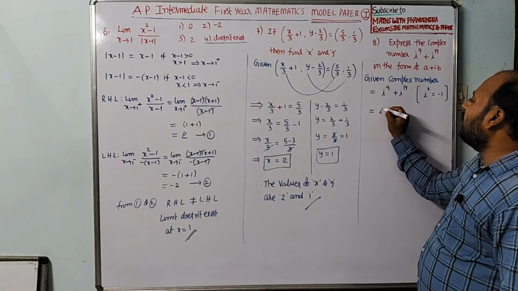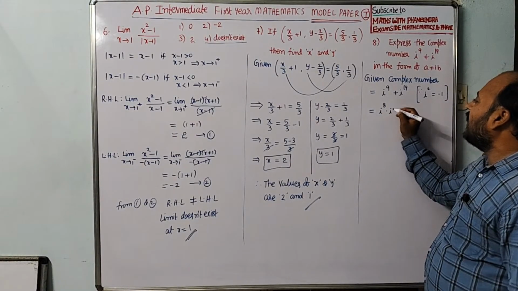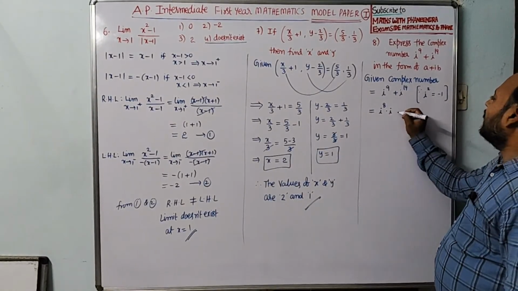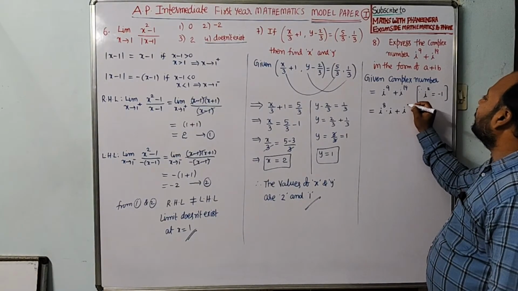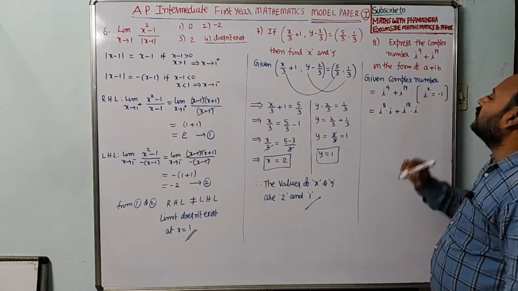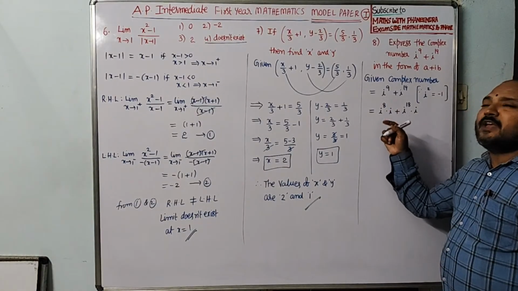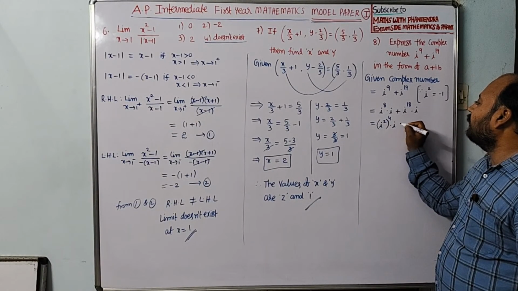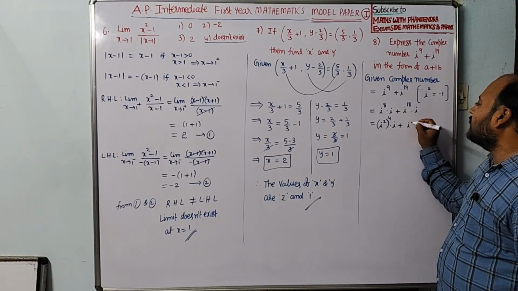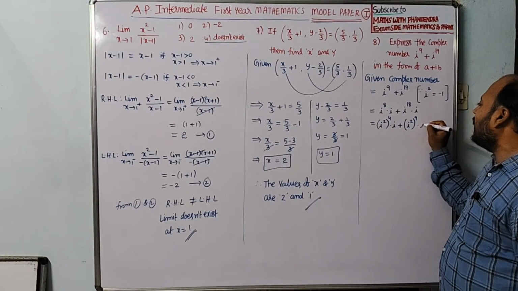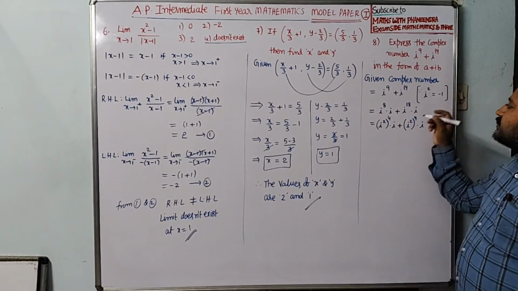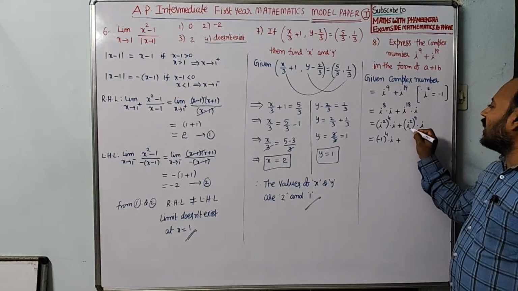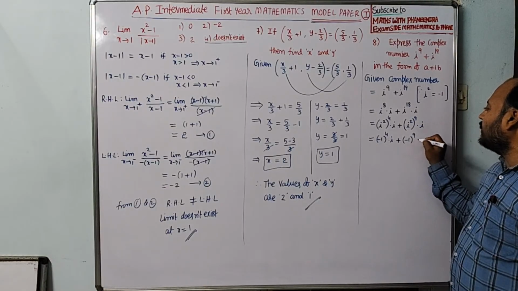So i^9 can be written as i^8 into i. Bases are equal, so powers are added: i^1 into i^8, that is i^9 only. Plus i^19, that also can be written as i^18 into i. In the very next step, i^8 can be written as (i squared) whole power 4 into i, plus i^18 can be written as (i squared) whole power 9 into i. Wherever i squared is there, replace it with minus 1: (minus 1) whole power 4 into i plus (minus 1) whole power 9 into i.